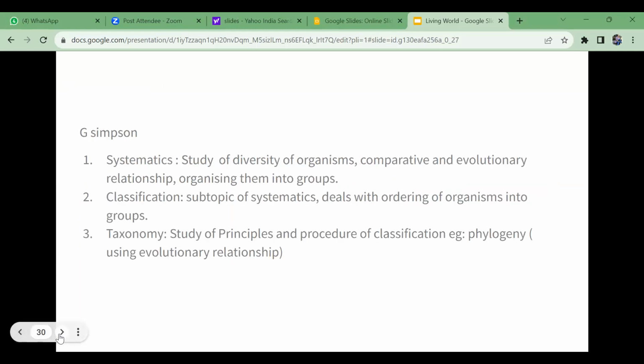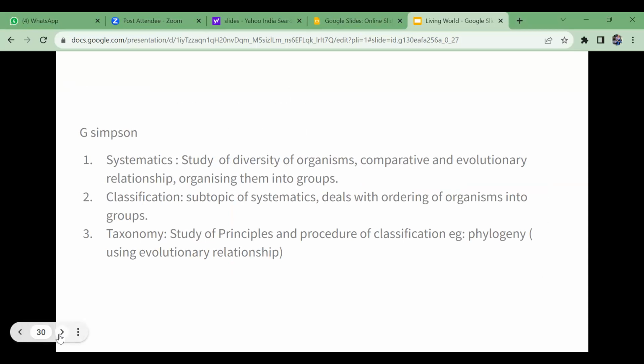Okay, so G. Simpson had three ways, he called it in three ways. First one is systematics. Systematics का मतलब क्या है? Study of diversity of organisms, comparative and evolutionary relationship, organizing them into groups.